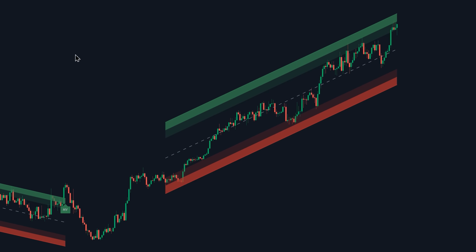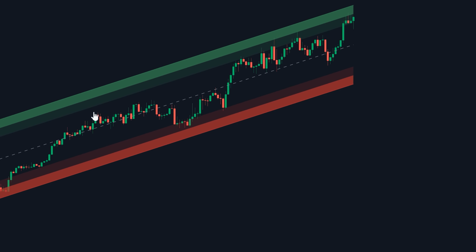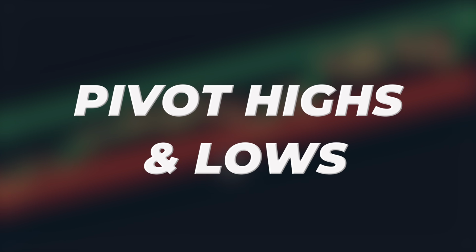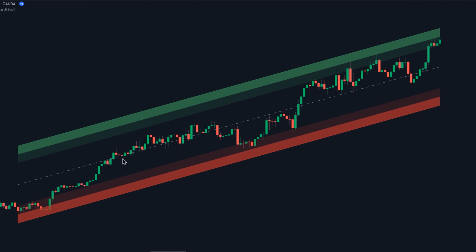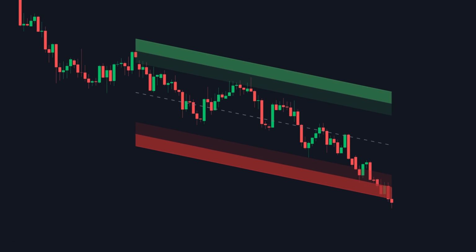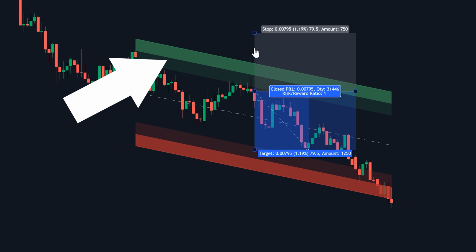Now let's talk about how to actually use this indicator in your trading. The core idea is that these channels, built from pivot highs and lows, help you visualize potential support and resistance zones. So when the price is in an uptrend, the lower line of the channel can act as a support level where you might look for buying opportunities. Conversely, in a downtrend, the upper line can act as resistance for potential short entries.